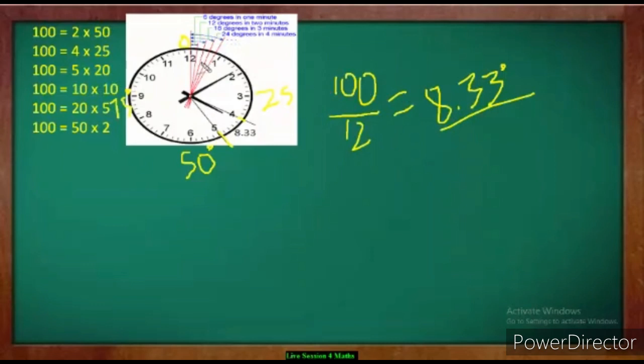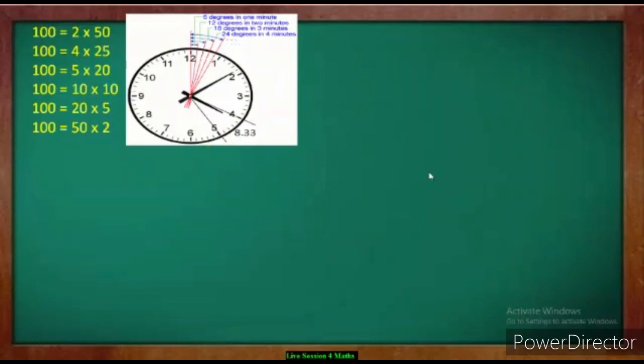But what happens in a 360 degree clock? In a 360 degree clock, for 1 hour this covers 30 degrees. For 1 minute the minute hand covers 6 degrees. For 2 minutes it covers 12 degrees. For 3 minutes it covers 18 degrees. For 4 minutes it covers 24 degrees. For 5 minutes it covers 30 degrees, the minute hand, and the same way the hour hand. Now you can find the difference between the 100 degree and 360 degree clock.